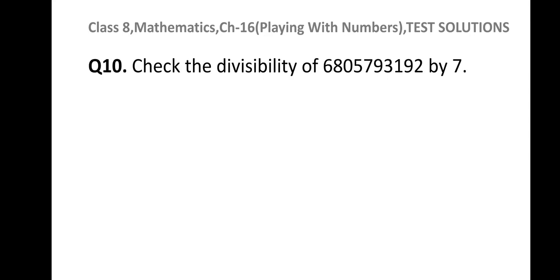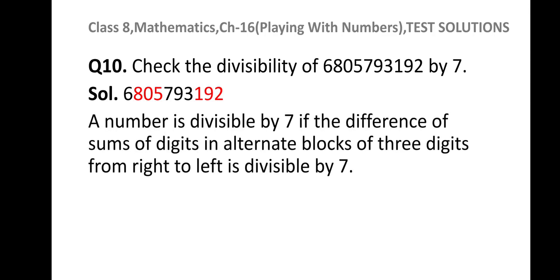Question number 10 is: check the divisibility of the given number by 7. First of all, you should know the divisibility test of 7. The divisibility tests of 7 and 11 are very important. So, what is the divisibility test of 7? This is the number. What I have done here, I have put some digits in red and some in black. Do you know why I have done it? Because the divisibility test of 7 says a number is divisible by 7 if the difference of the sums of the digits in alternate blocks of 3 digits from right to left is divisible by 7.